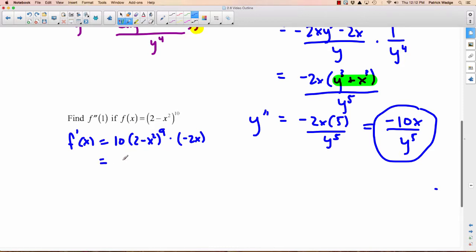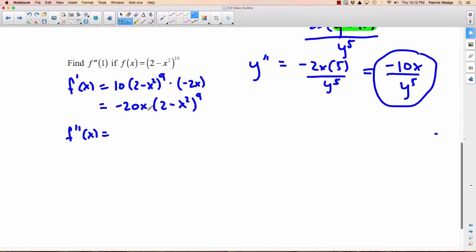So 10 times negative 2x is negative 20x, and then we multiply that by 2 minus x squared to the 9th. Okay, time to find our second derivative. So which rule do you need to make sure you're using here? You'd better use the product rule. We've got two pieces here. The first piece is right here, and the second piece is here.